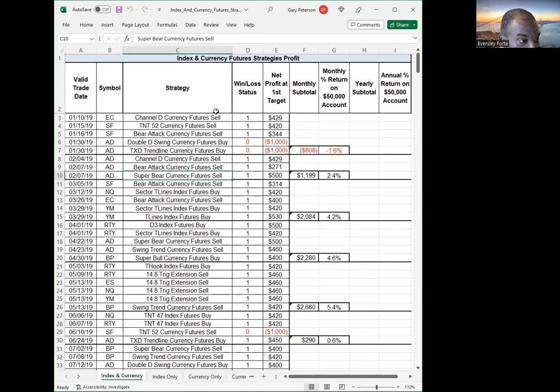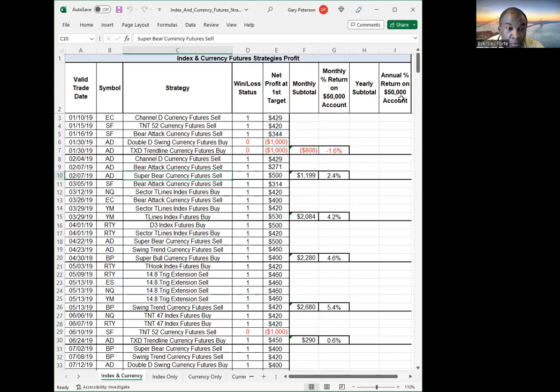Let's take a look at this. 2019, in the month of January, 5 valid trades. The number you're seeing here is all based upon a $50,000 account, where we're risking $1,000 per trade, which is 2% of the account. So everything we show here is skewed to $1,000 risk.